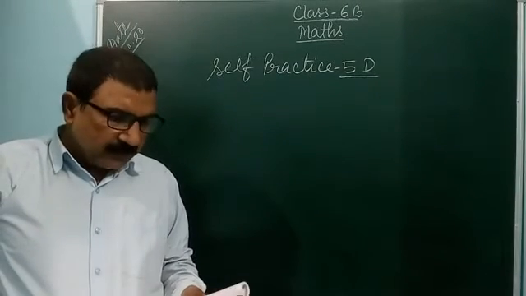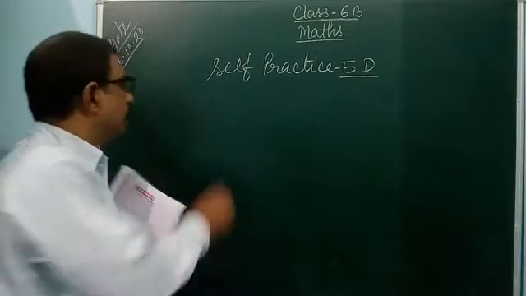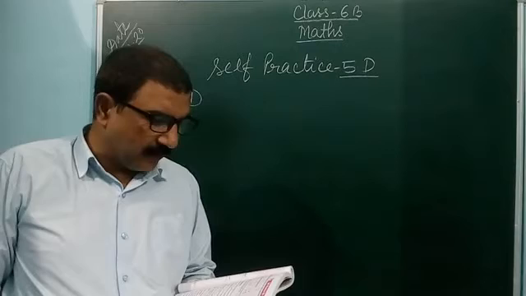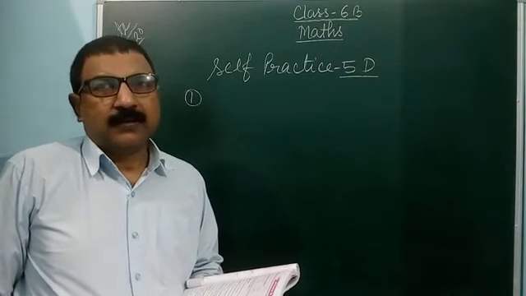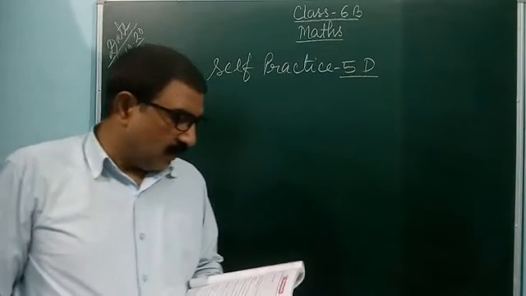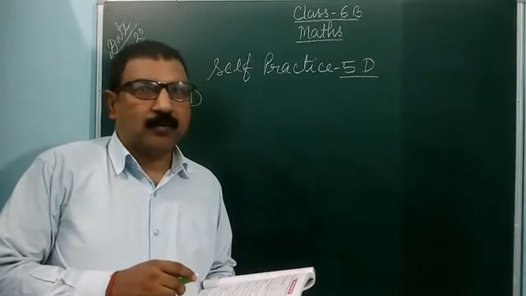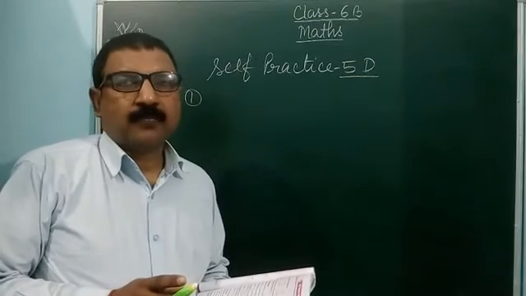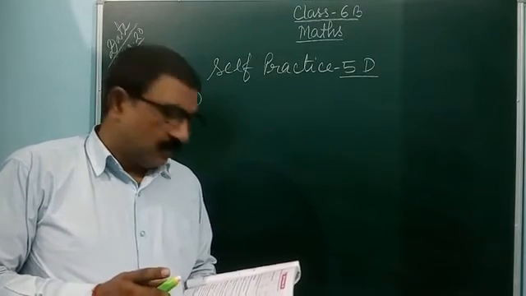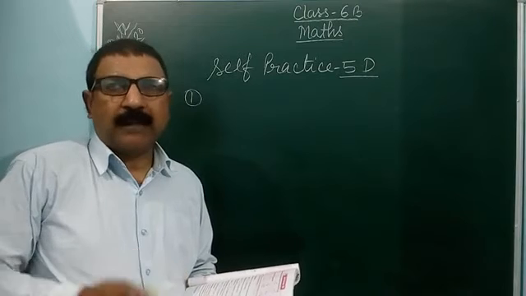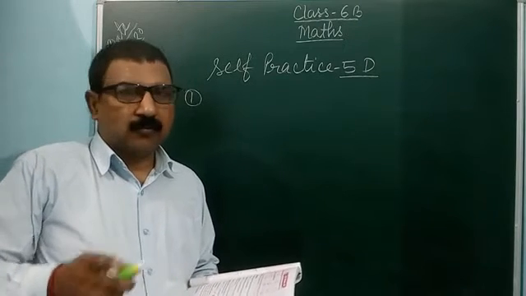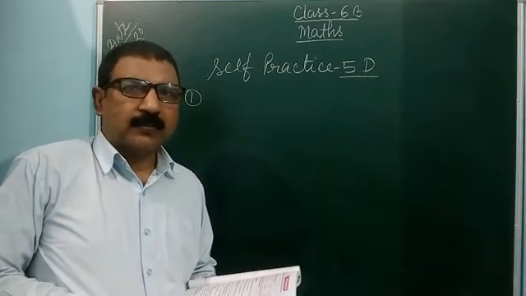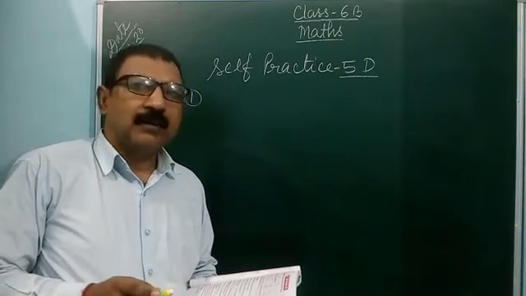In self practice 5D, first question: examine whether the following fractions are in their simplest form or not. Firstly, you can see whether these are in the simplest form or not. If the numerator is a prime number and the denominator is also a prime number, or one is even and one is odd, in this way also fractions can be called to be in the lowest form.